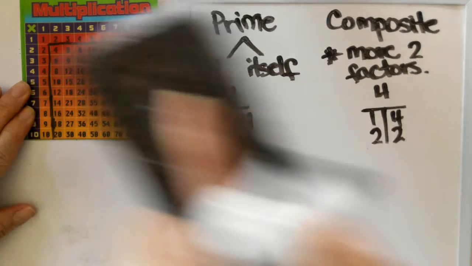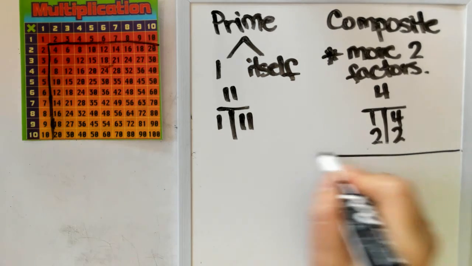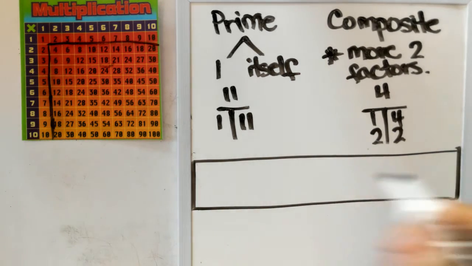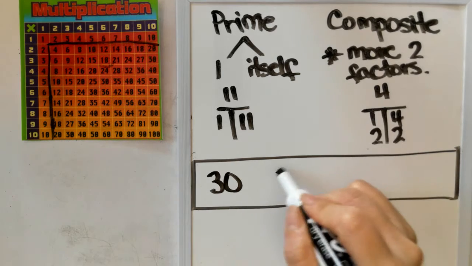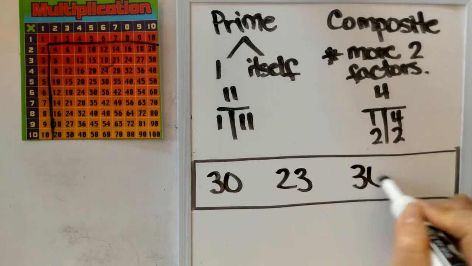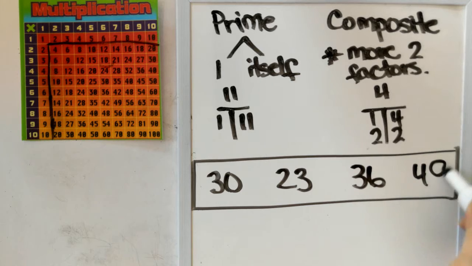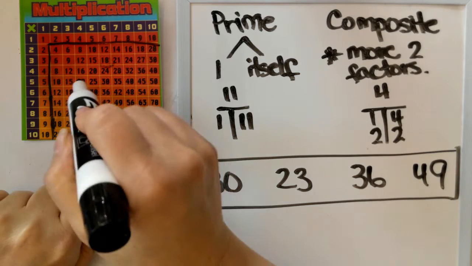Now, let's test this for another set of numbers. What if we have 30, 23, 36, and 49? Okay? Again, can we find 30 in here?